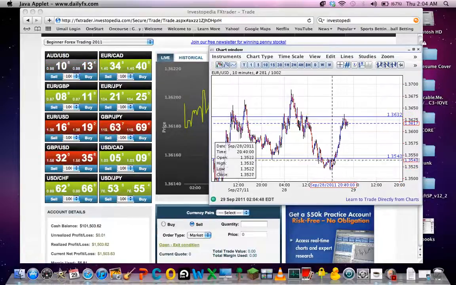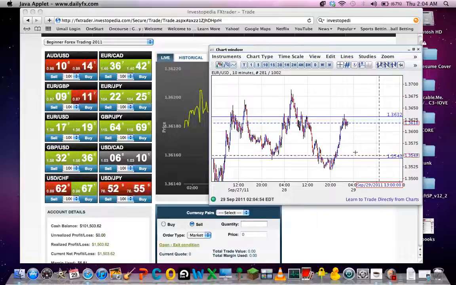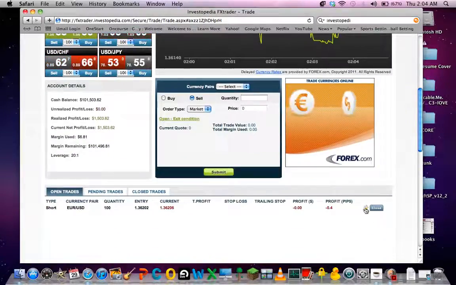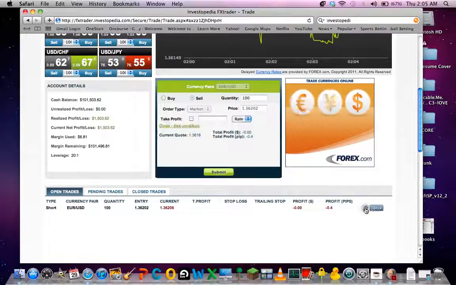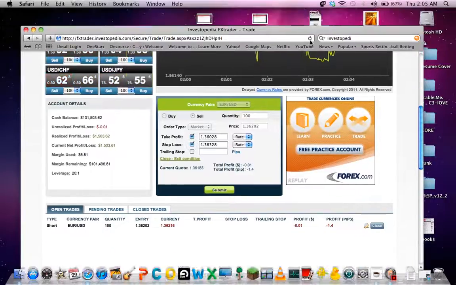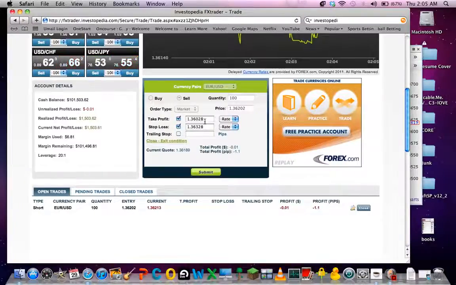So first let's put in our take profit or our limit order. So 1.3543, that's where we're hoping it would go. So the currency goes in down here, and we're going to add a condition. So we're going to do take profit and a stop loss. So what we wanted at our take profit was 1.3543.